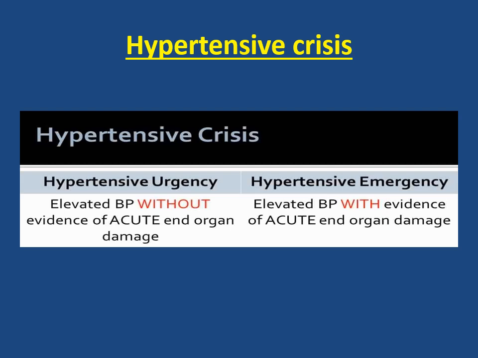What is meant by hypertensive crisis? Hypertensive crisis includes hypertensive urgency, which means elevated blood pressure without evidence of acute end-organ damage, or hypertensive emergency, which means elevated blood pressure with evidence of acute end-organ damage.